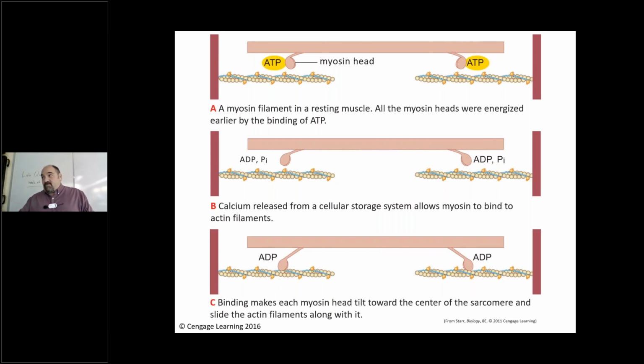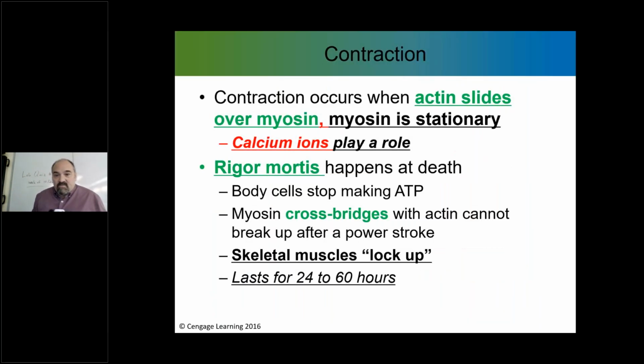Is the dead body producing ATP? No. Is the dead body producing synovial fluid? No. Right. So just what's there is there. All right. So let's get back here. The statement here, rigor mortis: body cells stop making ATP. The myosin cross bridges with actin cannot break up after the power stroke or the movement. So we end up having an issue where the muscles will lock up, and it can last from a day to 60 hours. Okay.